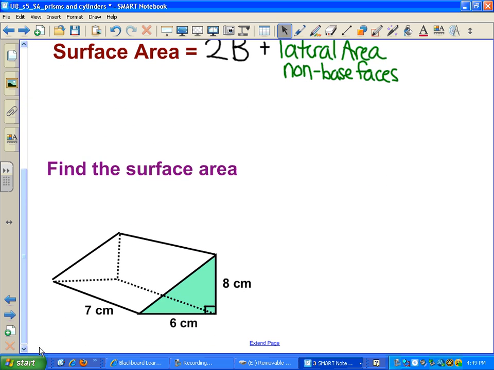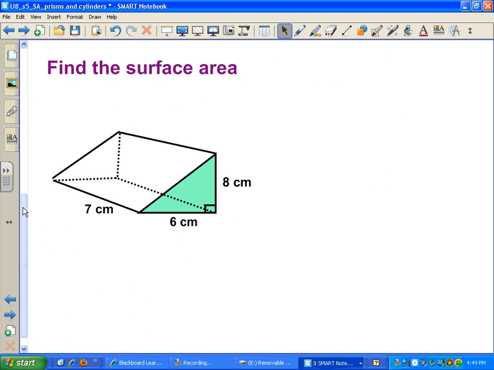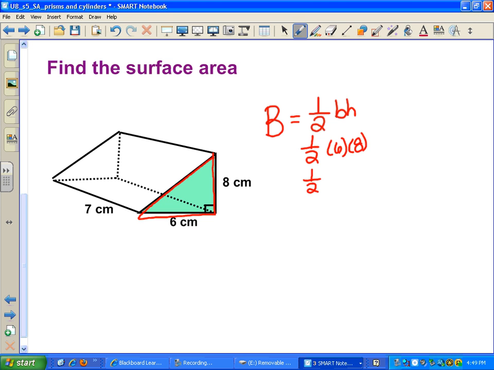We need to find the surface area of this right triangular prism. So let's first find the area of the base. So capital B. Well, since it's a triangle, the area of the triangle is 1/2 base times height. Notice I used the lowercase b to talk about the length of b. So this is going to be 1/2 times 6 times 8. Well, 6 times 8 is 48, so I end up that the base is 24.